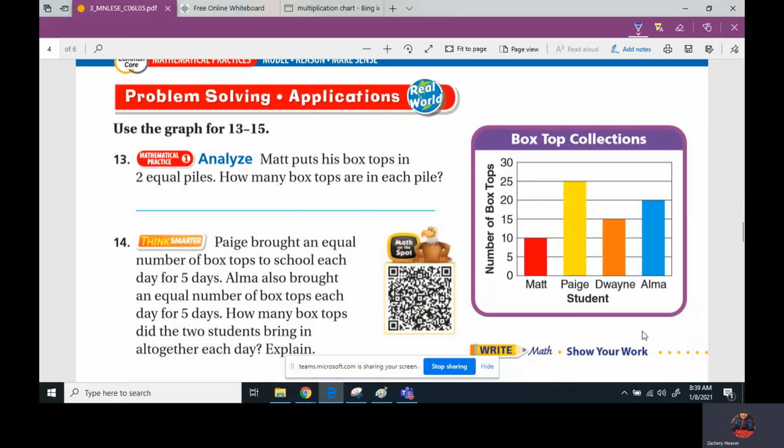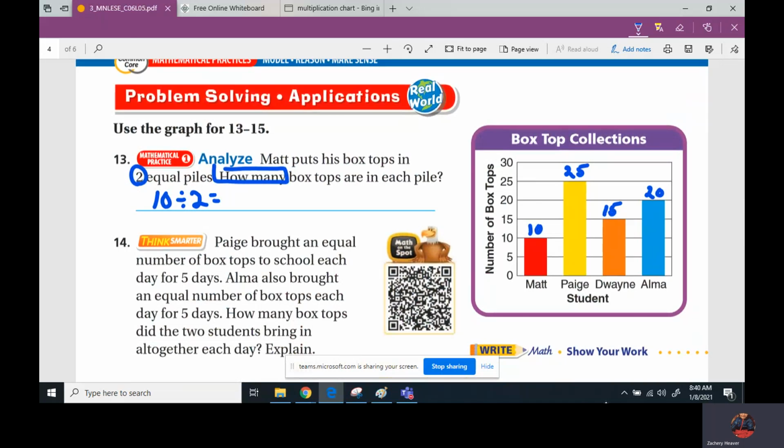We're going to use this graph now, okay? Let's decode our graph so we don't have to keep going back. Matt collected 10 box tops. Paige has 25. Dwayne has 15. And Alma has 20. Okay? Matt puts his box tops in 2 equal piles. How many box tops are in each pile? So how many does Matt have? Matt has 10. And he puts them into 2 piles.